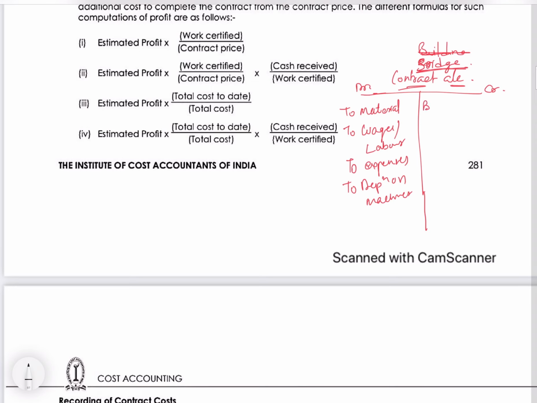Here on the credit side you will come across work in progress, because the project is not yet completed. So all things are in work in progress. What is there in work in progress? Work certified and work uncertified.